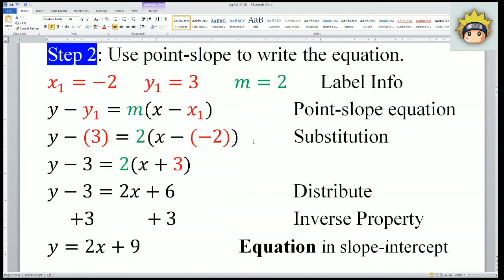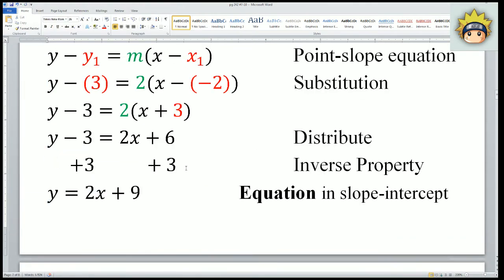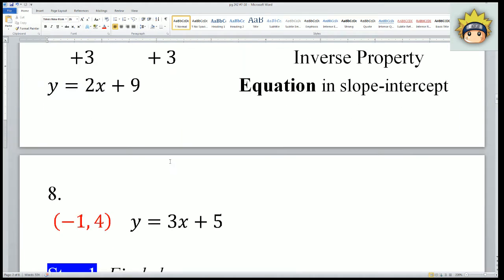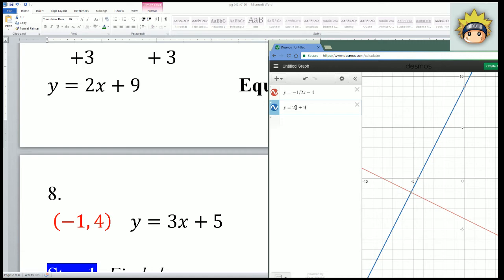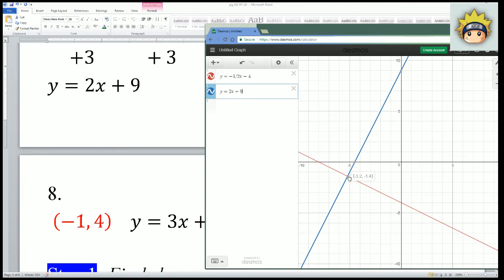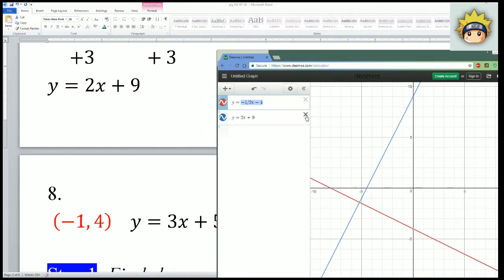Let me graph the second one, the one that I just figured out here. Y is equal to 2x plus 9. Okay, let me pull that up. Here, the second equation. Boom. Do you see how it perfectly intersects? That is the uniqueness of it. The red was the original equation, and the blue line is the equation that we wrote, which is 2x plus 9.